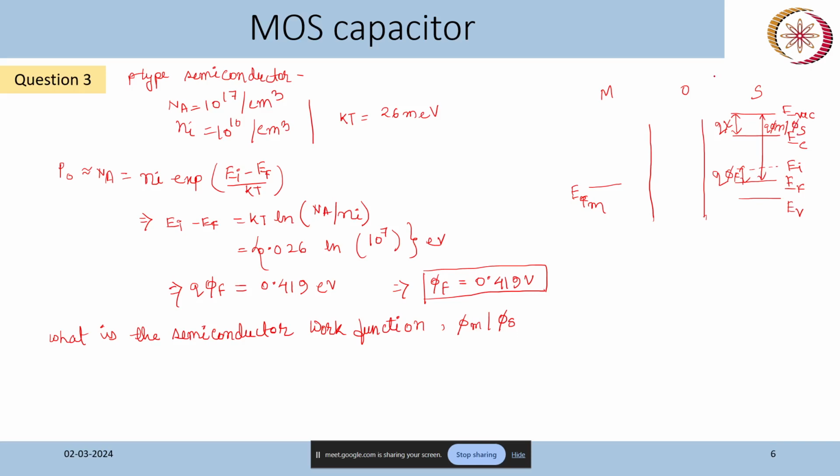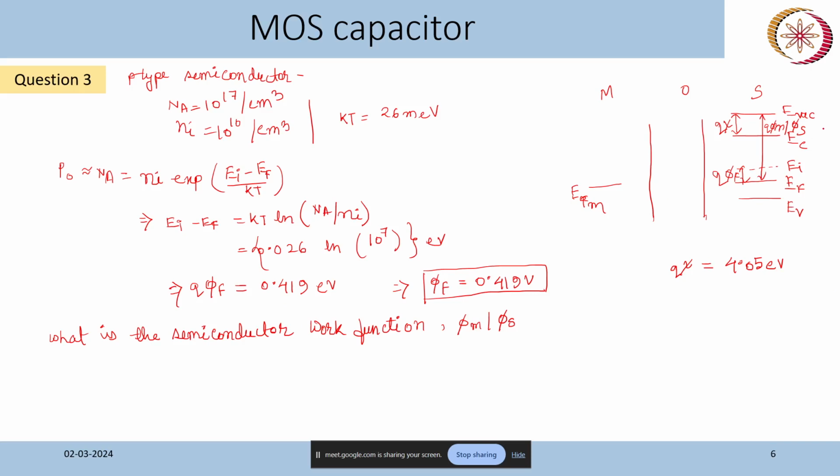How do we calculate it? We can calculate using the band diagram here. The electron affinity value is generally experimentally determined, and for silicon it lies between 4 to 4.1 electron volt. These are common numbers, so you can remember. Let's take the electron affinity as 4.05 electron volt. In many numericals these values are used.